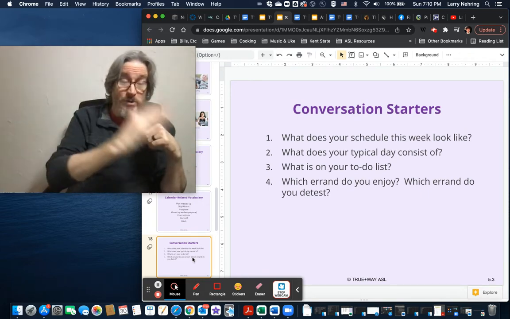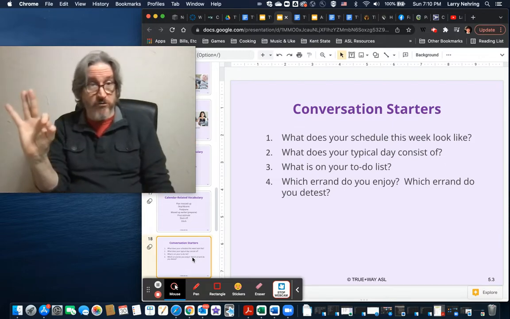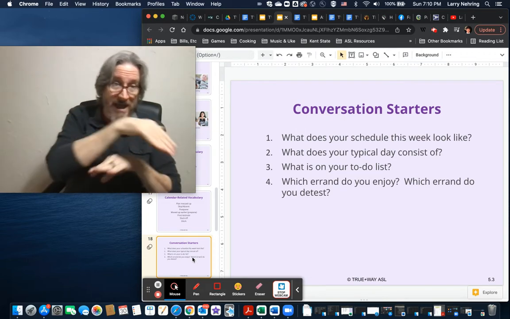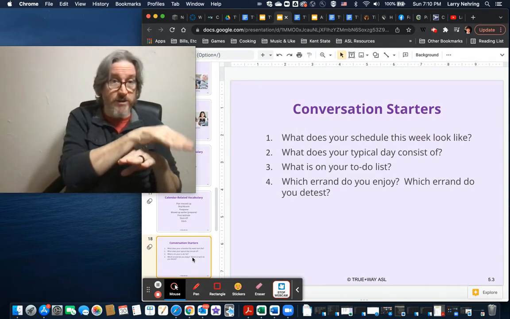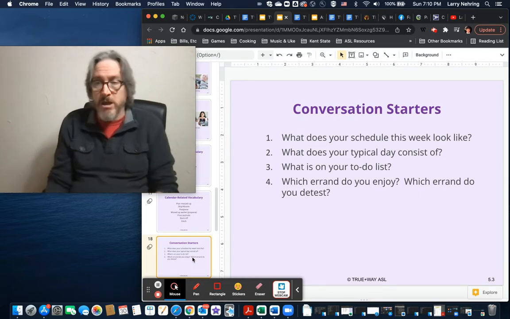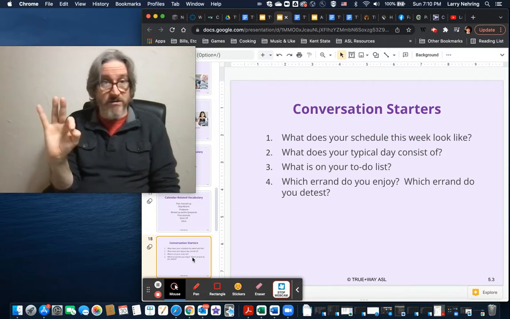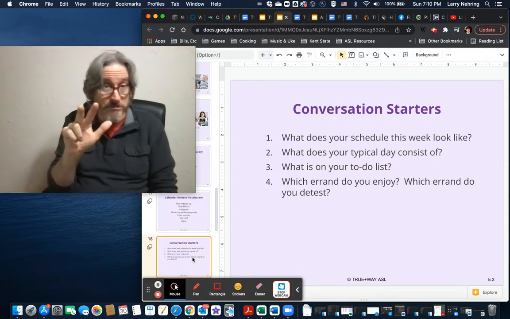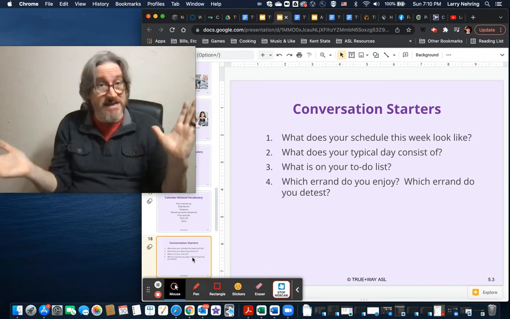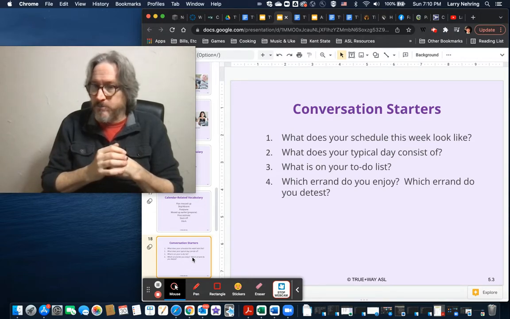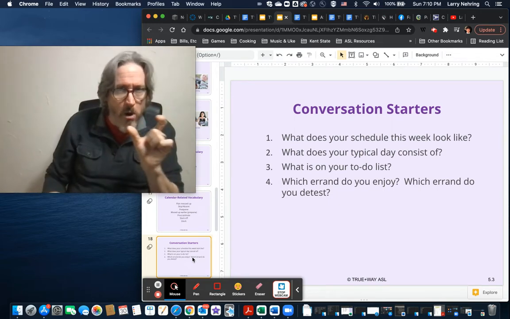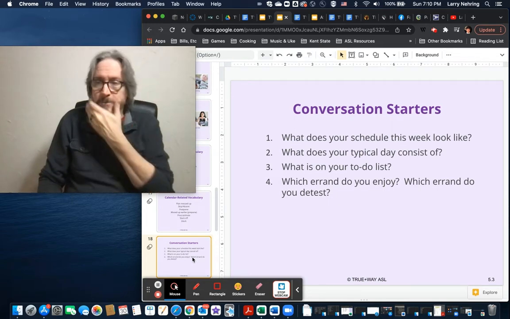We can use that same sort of sweeping action to show Monday to Friday, or every morning, every afternoon, every night. It's really showing night, night, night, night, Monday, Tuesday, Wednesday, Thursday, Friday. So every night or every morning, you can do M to F, first to third, one to three or one to four, if you want to show a passage of time. So that I think is conversation one: what does your schedule of this week look like?